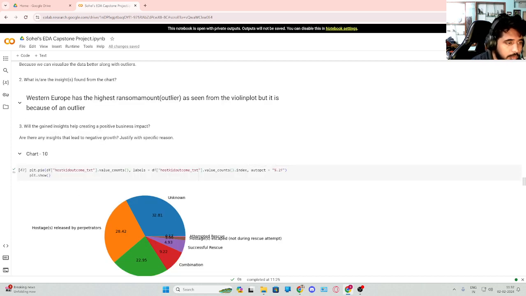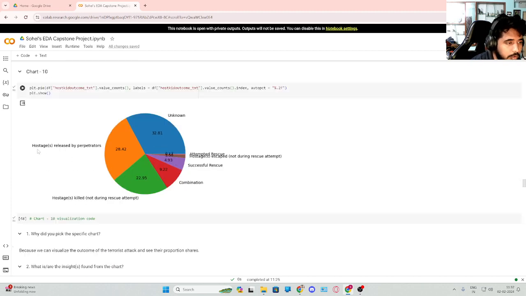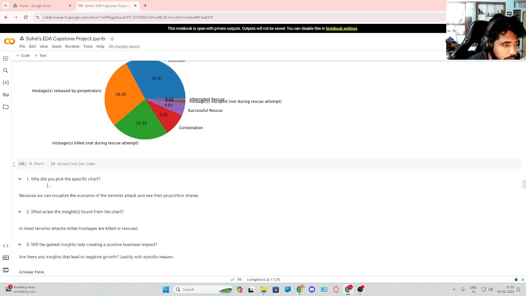Now we can see that Western Europe has the highest ransom amount, as an outlier seen from the violin plot, but it is because of an outlier. Now hostkidoutcome_txt is the hostage and kidnapped outcome, meaning what happened to those who were hostage and kidnapped. So 32% is unknown. Then 28% is hostages released by the perpetrators, 22% is hostages killed. There is a combination like this, we can see.